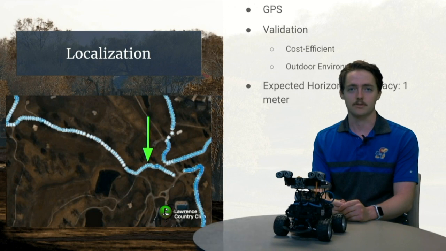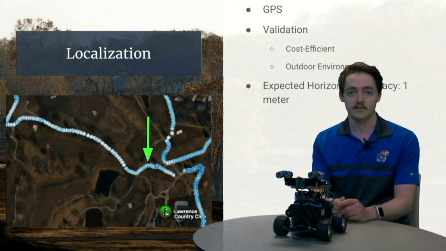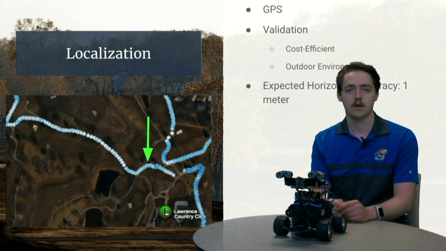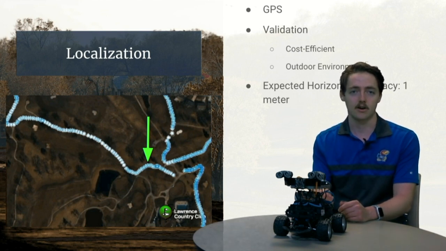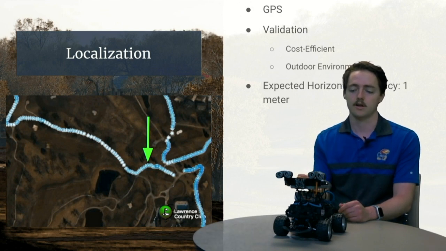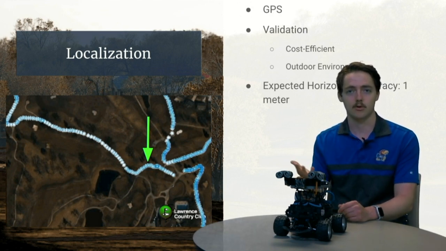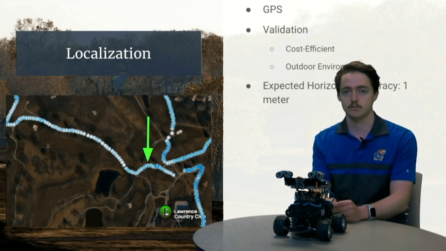Our primary means of localization is through GPS. The reason that we made this decision is, first of all, GPS is very cost efficient. Our GPS system costs around $300, whereas other popular options for sensors for localization, such as LiDAR, might cost up into the thousands of dollars. Furthermore, given the outdoor environment at the golf course, there's a lot less interference, which will give us a nice, clear signal.